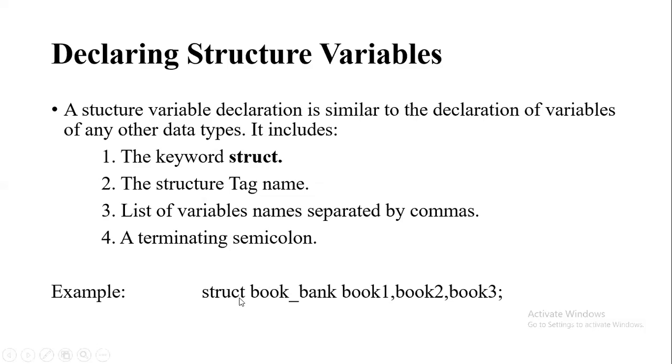Okay, struct space name of the structure is book, then bank space book1, book2, book3. This is declaring structure variables. Then terminate with a semicolon, right? So here we have one example of this book.